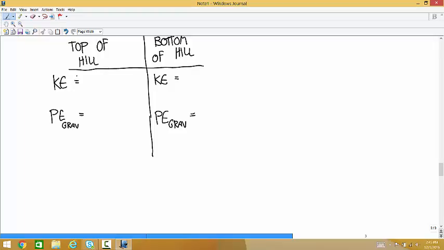Okay, at the top of the hill, kinetic energy is 1/2 times the skier's mass times the speed squared. Do we know the skier's speed at the top of the hill? Well, I didn't really say it, but in my head, he was at rest, so speed is 0. So 0 kinetic energy at the top of the hill.